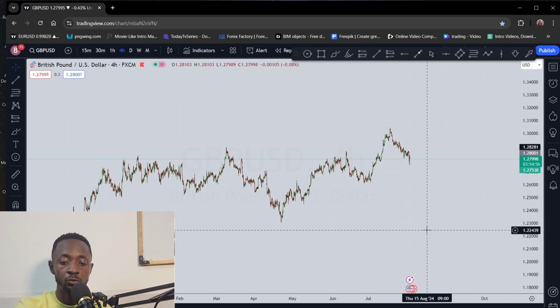So the first thing you need to do for me is to determine what kind of trader you are. What kind of trader do you want to be? Are you a working class? Do you have things that you do that will take your time? Then you need to be a swing trader.